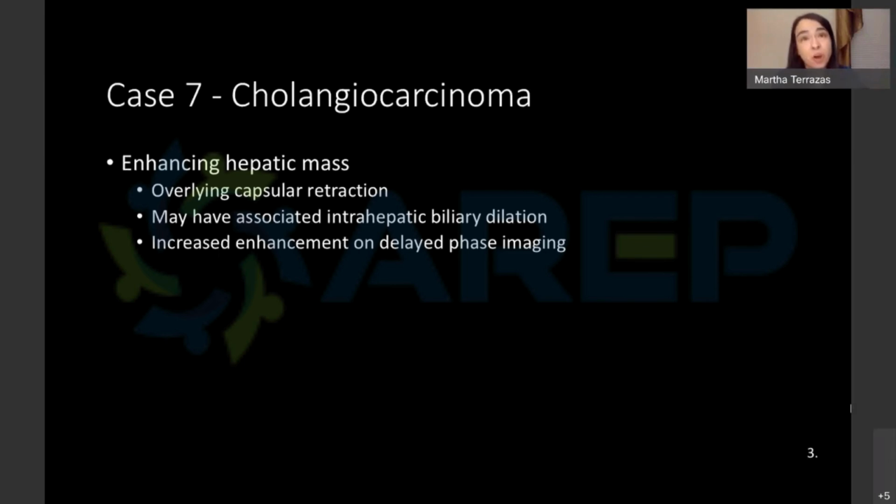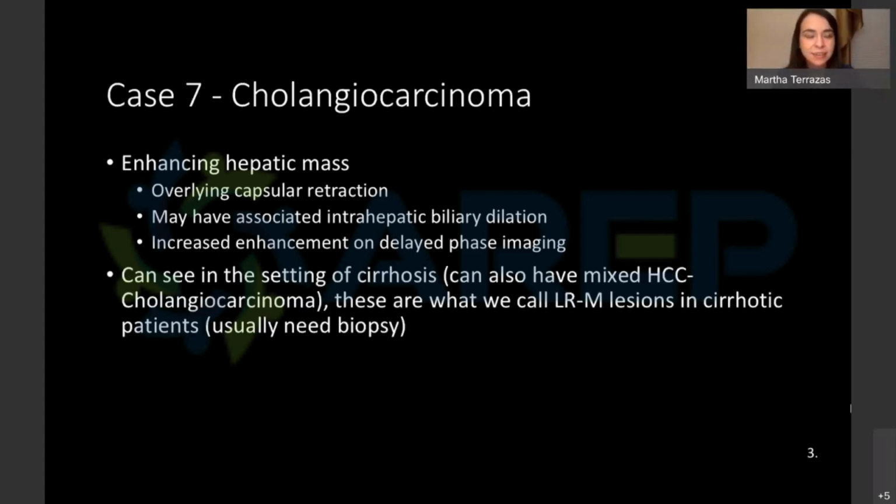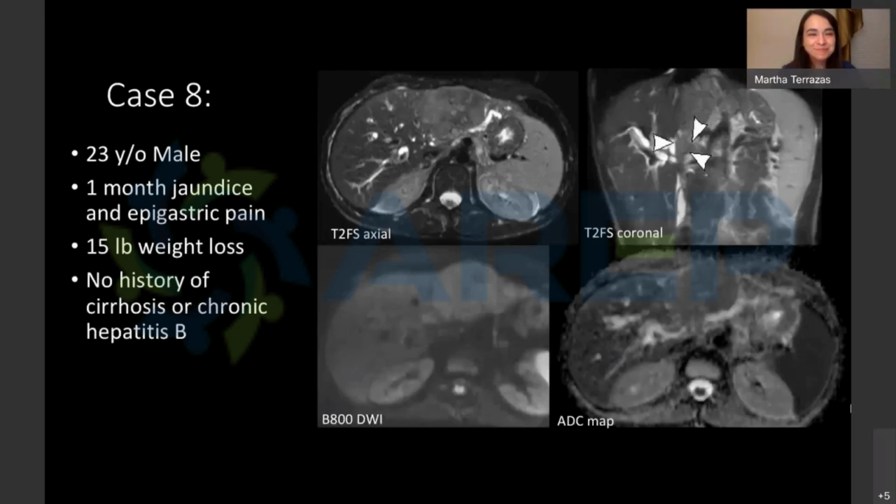Sometimes they may even be dark on our arterial phase, and it doesn't really look like there's a lot of enhancement, and then you go to a more delayed phase and you're like, wow, this thing is progressively enhancing. And we can see cholangiocarcinoma in the setting of cirrhosis, and specifically we can have mixed HCC cholangio lesions, and these are what we call the LI-RADS M lesions in cirrhotic patients, and these usually need a biopsy, and we'll discuss this at our other lecture.